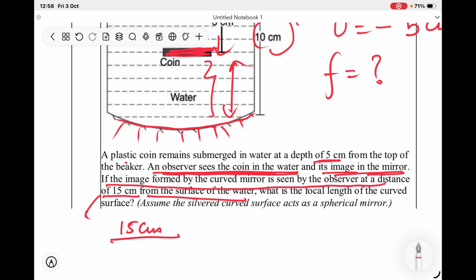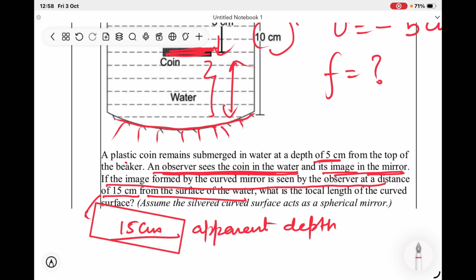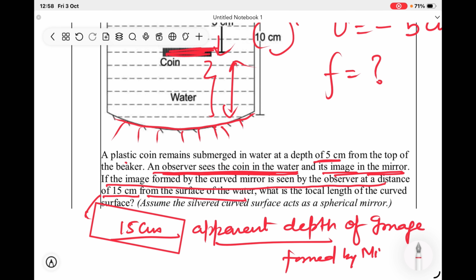Please remember that what the observer is seeing is the apparent depth or height, the apparent depth of the image formed by the mirror. So this is not V. This is the apparent depth of the image formed by the mirror. This will solve the confusion. The observer is seeing the image at a distance of 15, but this is not the V. This is the apparent depth of the image. So you have to find out the real depth of the image to find out V.